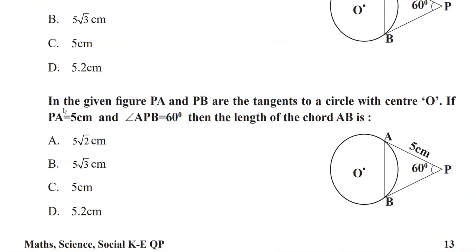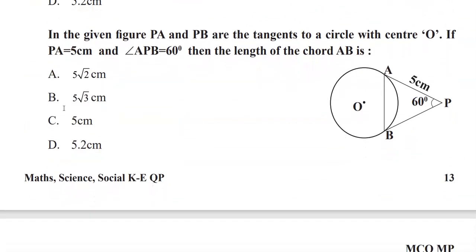Next, question number 32. In the given figure, PA and PB are the tangents to a circle with center O. If PA is equal to 5 cm and angle APB is equal to 60 degree, then the length of the chord AB is. Here the correct answer is option C, 5 centimeters.